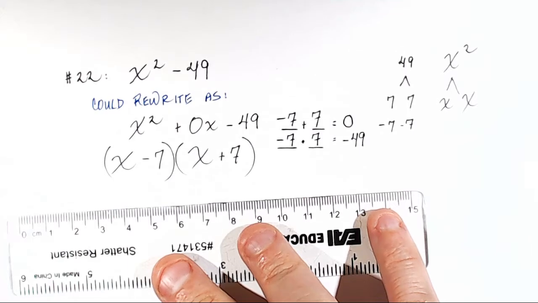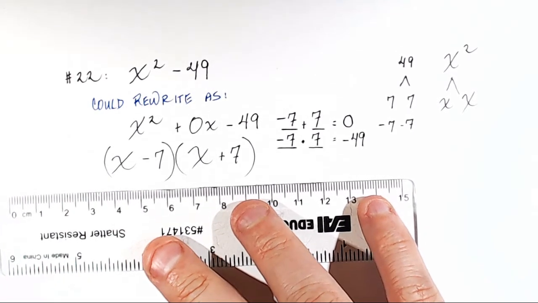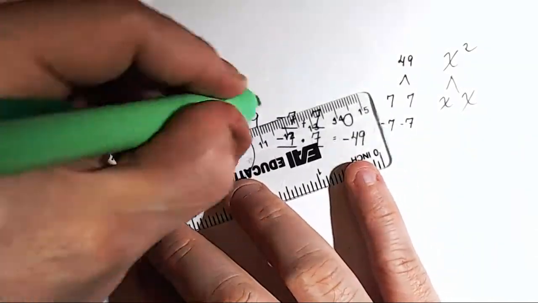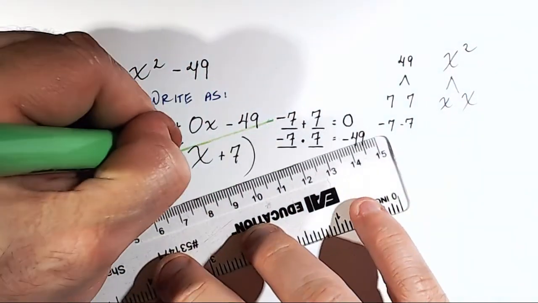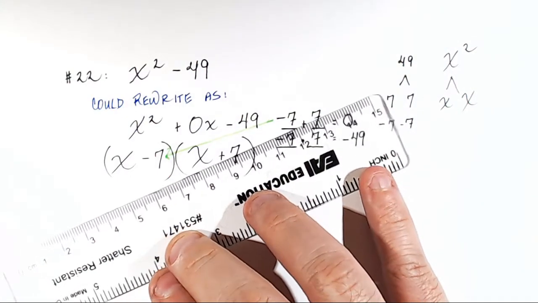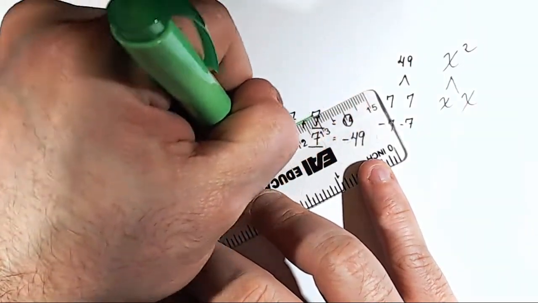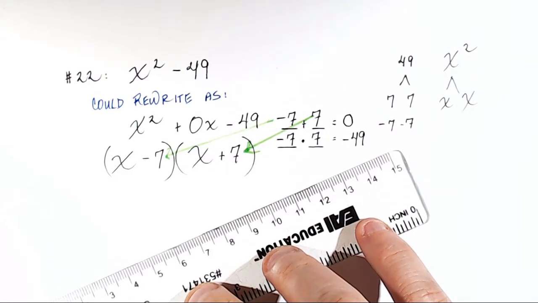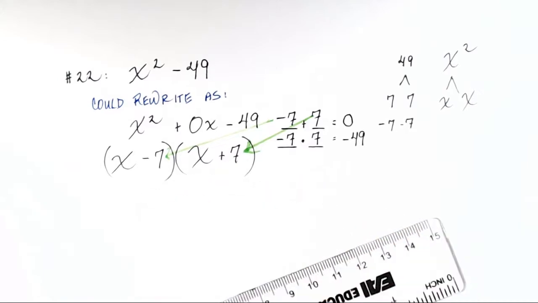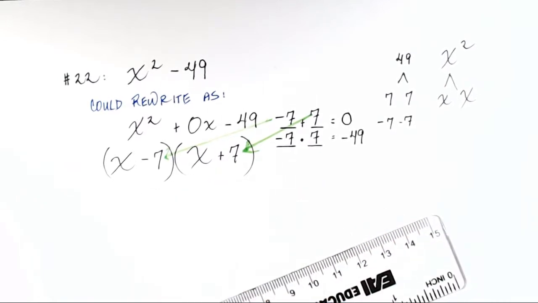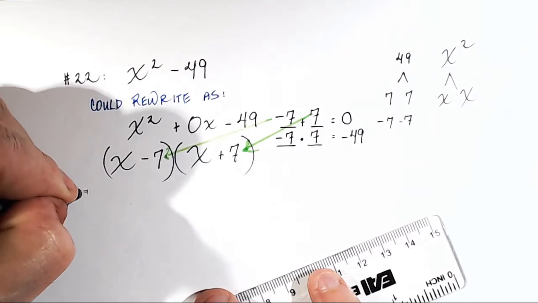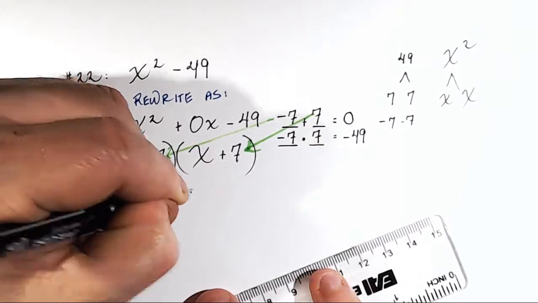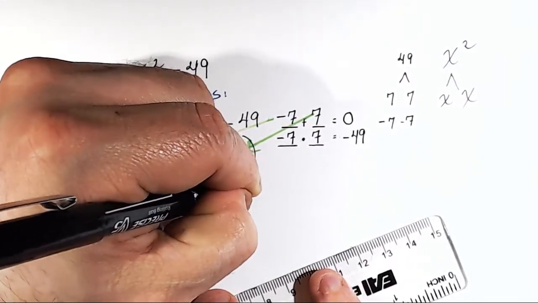So those of you who are merely interested in the answer, okay, here's where I'm getting that. Take my minus 7 there, and my plus 7 goes here. So those are the factors. If you ever want to check this, you can always use FOIL to check.